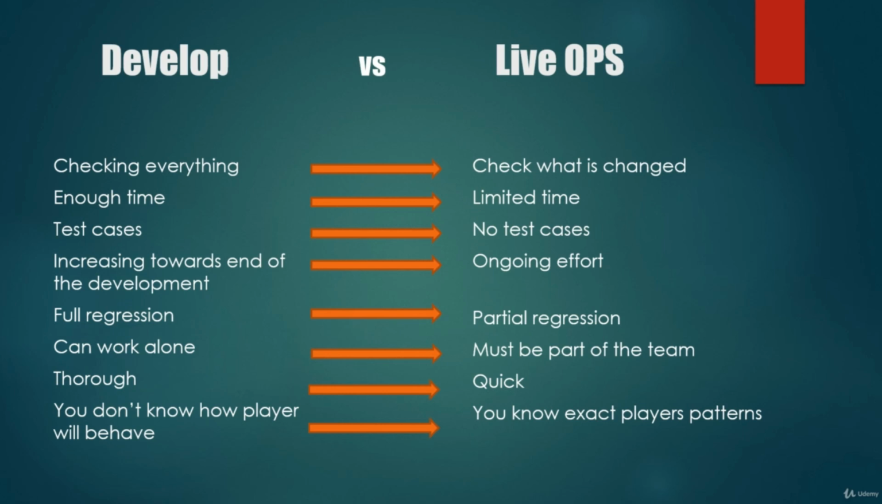And when we do game development, we do the QA, but we actually don't know how players are going to behave. We don't know how they're going to interact with the features and items in the game. But in live ops, we know the exact players' patterns. Not only do we have analytics in the game, which measure how players behave, but we also have ongoing feedback from customer support or different forums from player support, and we know what players want and how they behave.